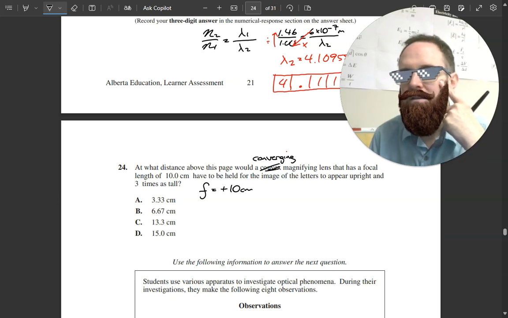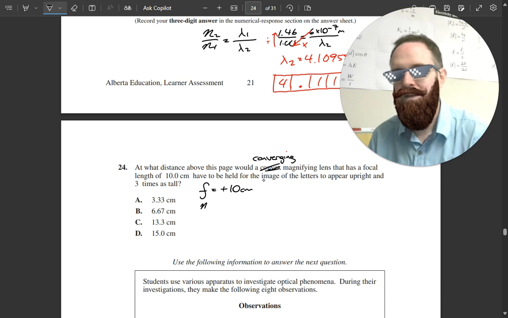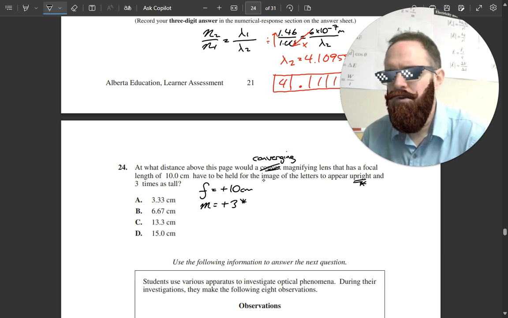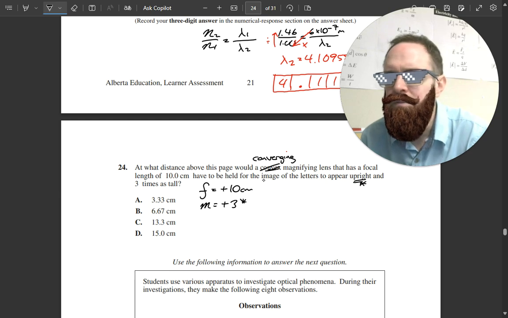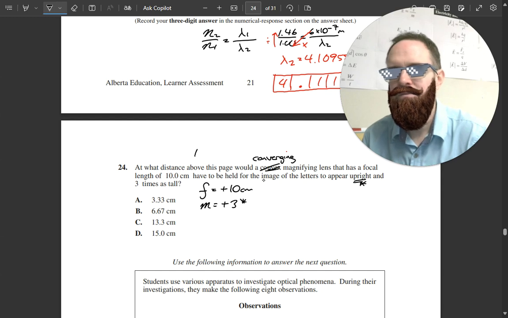Would be held to have the letters appear upright and 3 times as tall. So I want the magnification to be positive 3 because it's upright and 3 times. Okay. That's all we're given. I want it up to 3 times as tall. What distance from the page would a magnifying lens be held? So we're looking for DO in this case. What is DO? We know that the image is 3 times as tall.